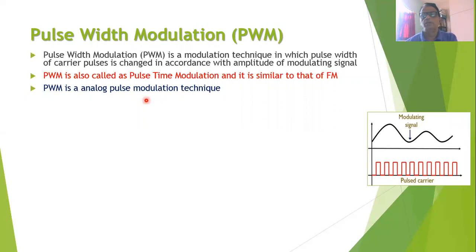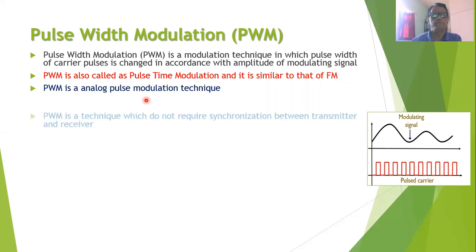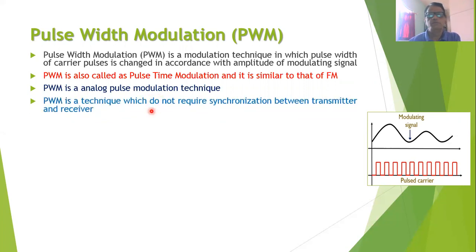Pulse width modulation is also an analog pulse modulation technique. As we have seen last time, pulse amplitude modulation is also an analog modulation technique. Similar to that, pulse width modulation is also an analog pulse modulation technique. It does not require any synchronization between the transmitter and receiver. In certain pulse modulation techniques, synchronization between the transmitter and receiver is required, but in PWM, we do not require such synchronization.